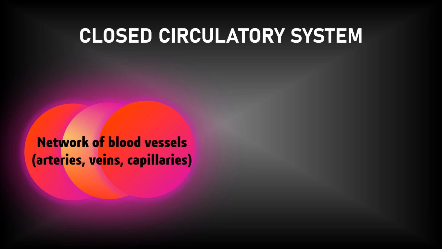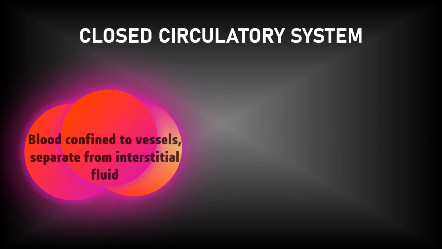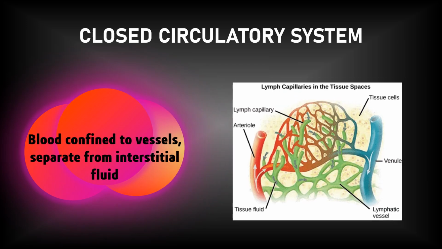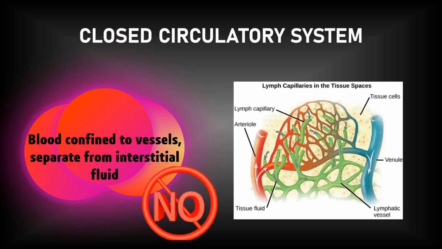So, in closed circulatory system, there's always a network of blood vessels, arteries, veins, capillaries to transport the blood throughout the body. This organization allows for higher pressure and efficient circulation. As the blood is completely confined to vessels, the blood and interstitial fluids completely remain separated, and there's no mixing of both of the fluids. This separation facilitates controlled and efficient transport of blood, allowing for better regulation of physiological processes.